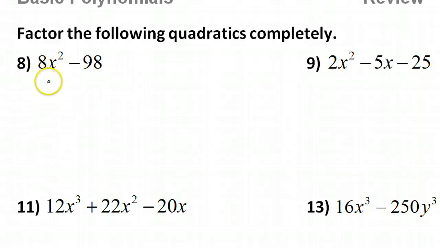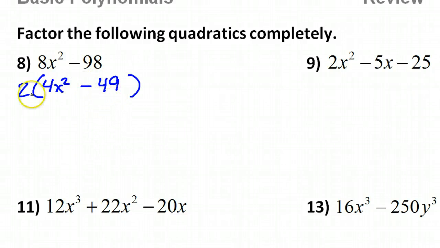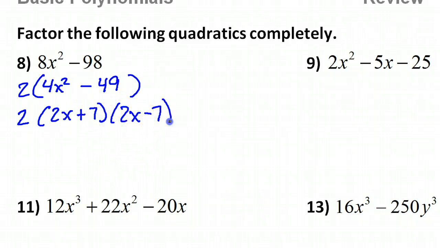Now, the first step of factoring is looking for the GCF. So both of these are divisible by 2. So I would pull out a common factor of 2 if I were you. And so that's going to leave 4x squared minus 49. And hopefully you realize that this is the difference of two squares. So you keep going and you say 2x plus 7, 2x minus 7. Okay, so that would be how you do number 8.